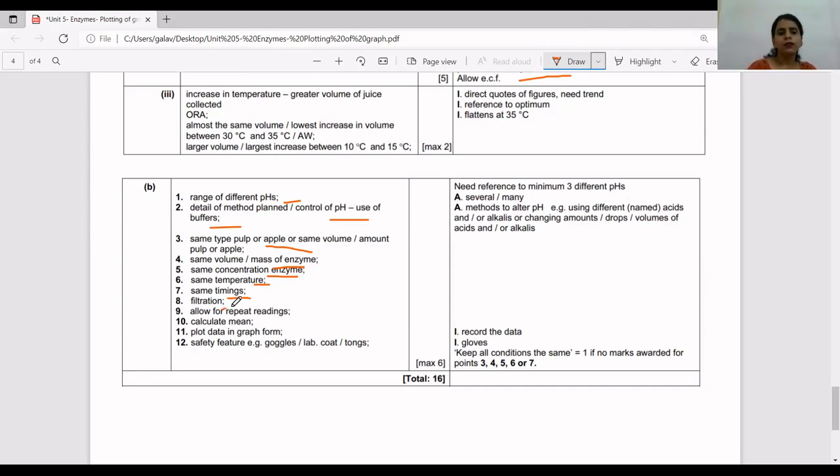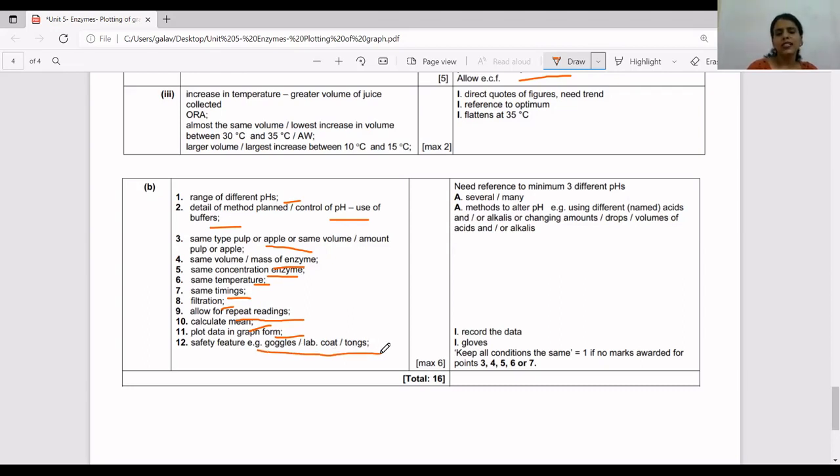Then after that you have to filter. Filtration is another very important step. Then you get apple juice. Then allow for repeated readings. That means you can repeat your experiment in order to get accurate data. Then you can calculate the mean, you can plot the data in the form of a graph, and you can also use safety measures like goggles, lab coats, tongs, etc.